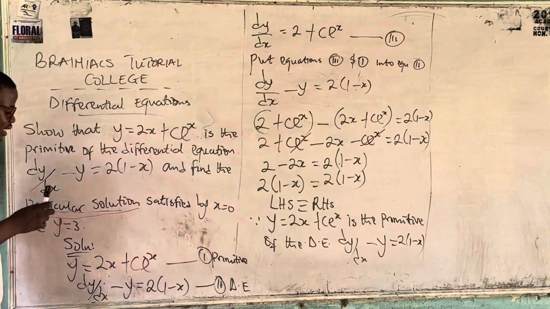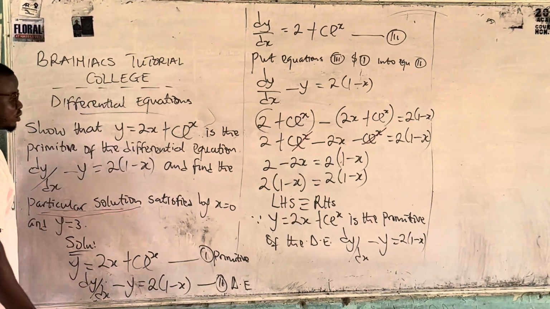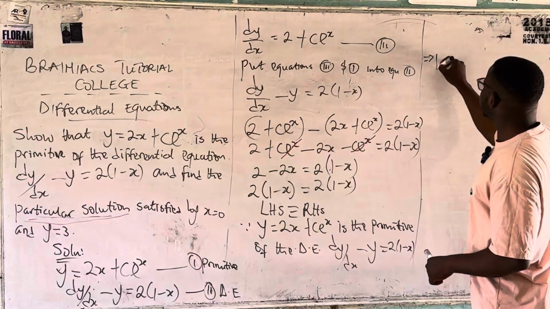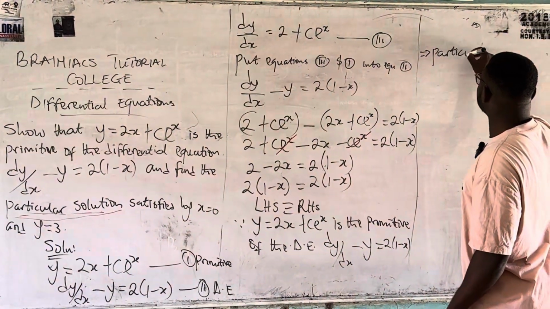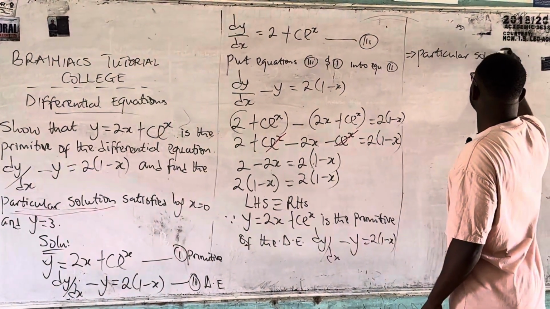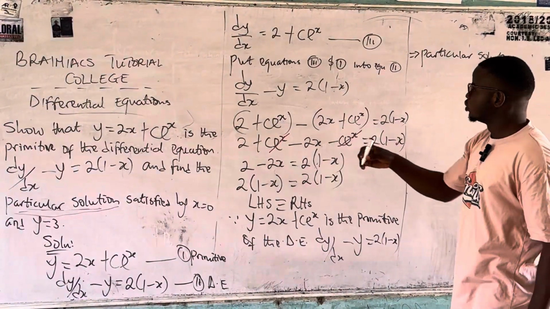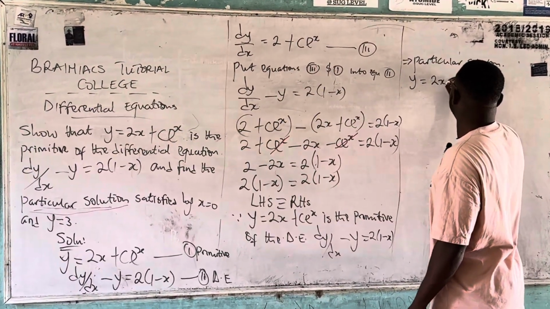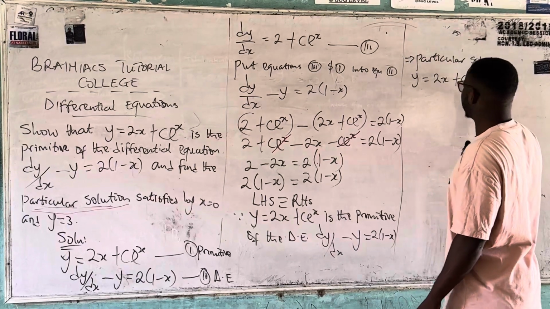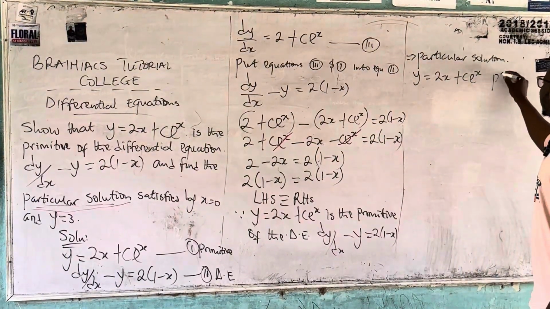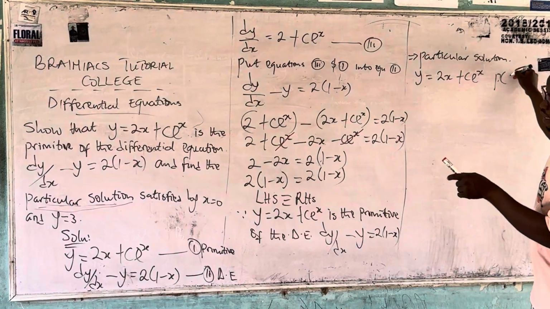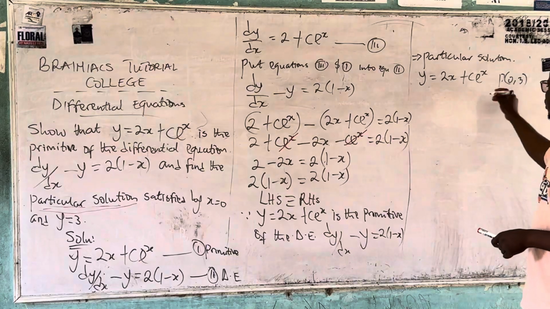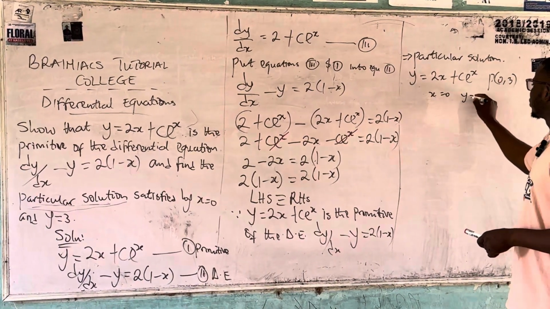And now the last question we are asked is to find the particular solution. To obtain it, we go to the primitive, which is y equals 2x plus c exponential x. Don't forget that at the given point, the value of x is 0 and the value of y is 3. So x equals 0 and y equals 3.